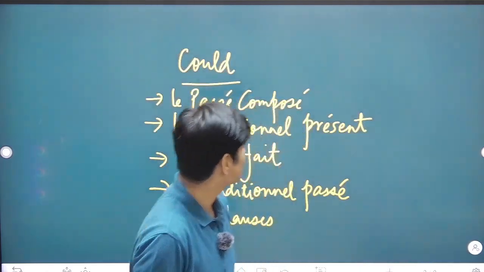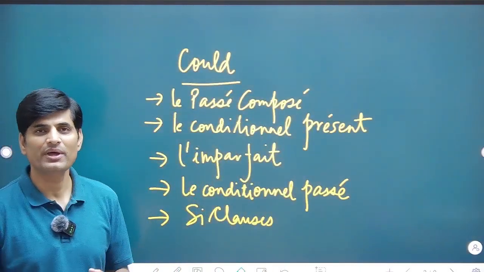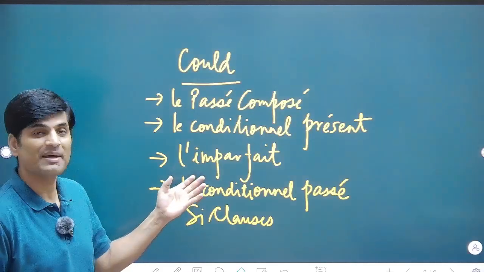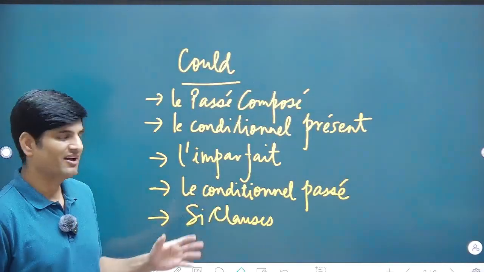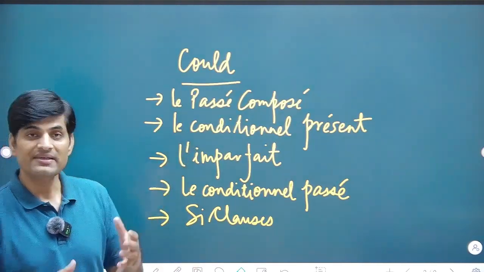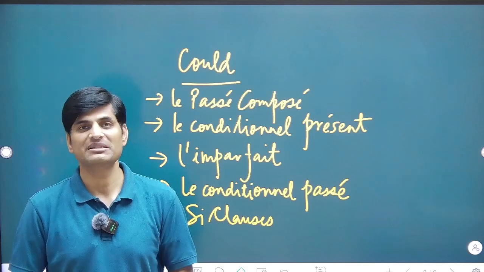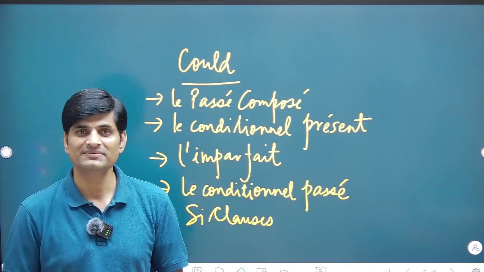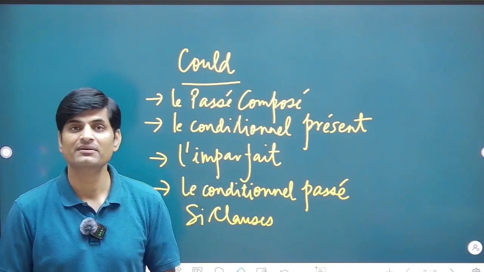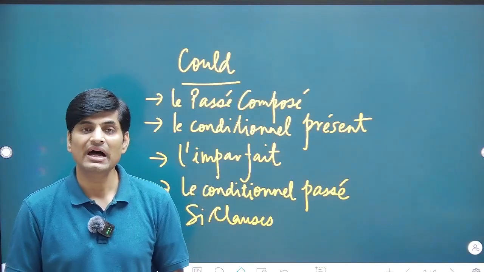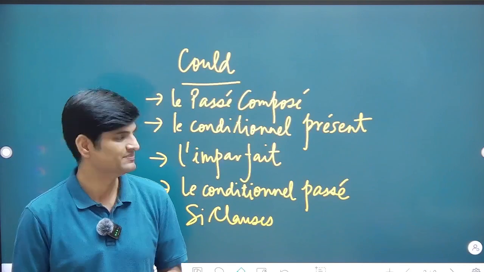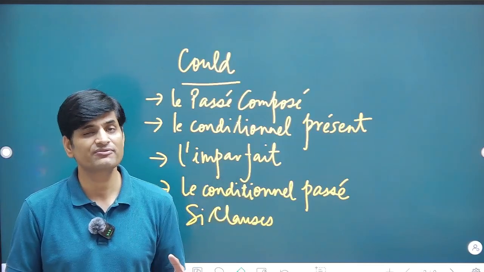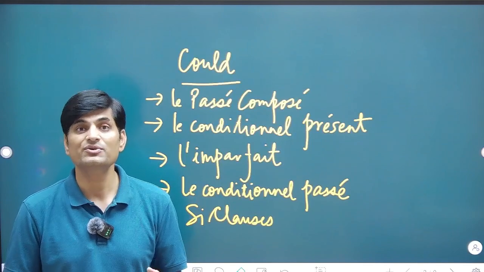So if you look at this word could, it can be used in multiple ways in French. It is found in le passé composé, it is found in le conditionnel présent, it is found in imparfait, it is found in conditional passé, of course with the C clauses. So something that you said, yesterday I could finish my work. That's passé composé. Le conditionnel présent, could I talk to Sophia please? Then imparfait, when I was in France, I could speak fluent French. Then conditional passé, had you come on time, we could have watched a French film.